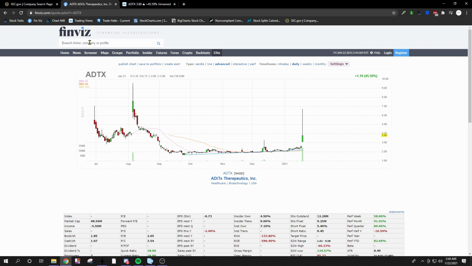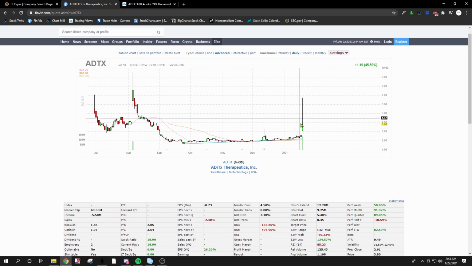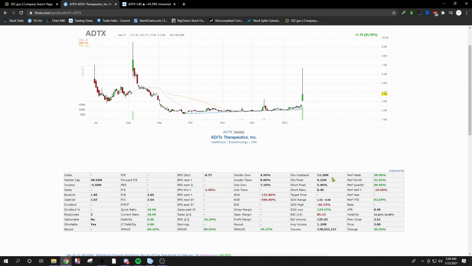So if you type the ticker in the upper left, you're going to get to this page here. And I'm looking for three things on this page. Not only do they have a nice chart, they show the shares outstanding, they show the float, and the market cap. Three things I just talked about. And let's break it down and what they mean to me.